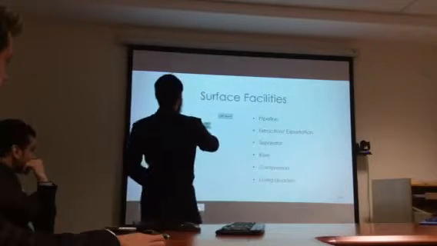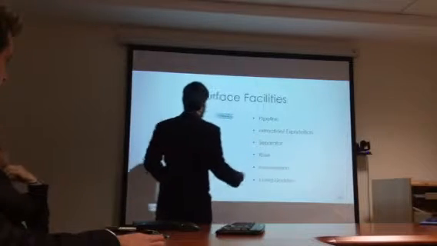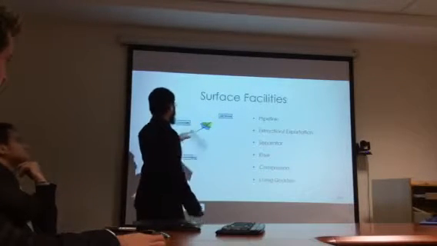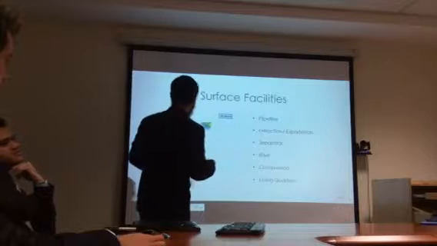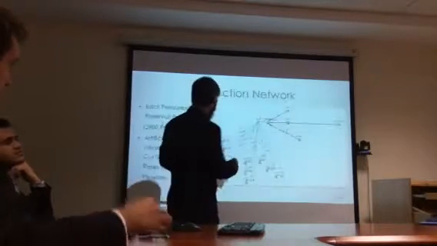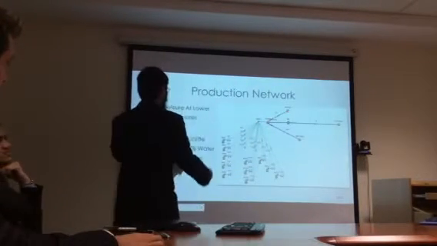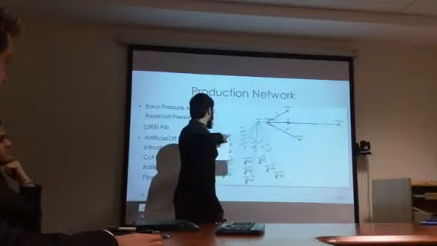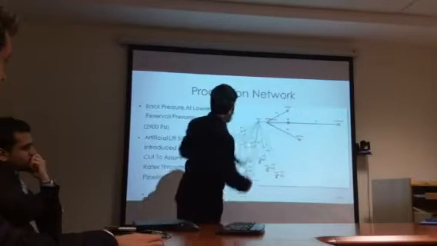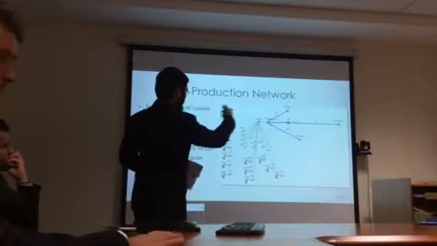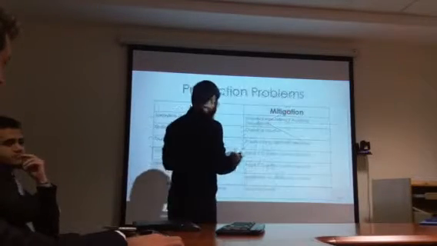This is the surface facilities. We have the pipeline, the separator, riser, and compressors. The pipeline would be around 250 kilometers. The diameter of the pipe would be 25 inches. And this was the production network. Every well has its own choke, the riser, the separator, and the pipeline going to the onshore.